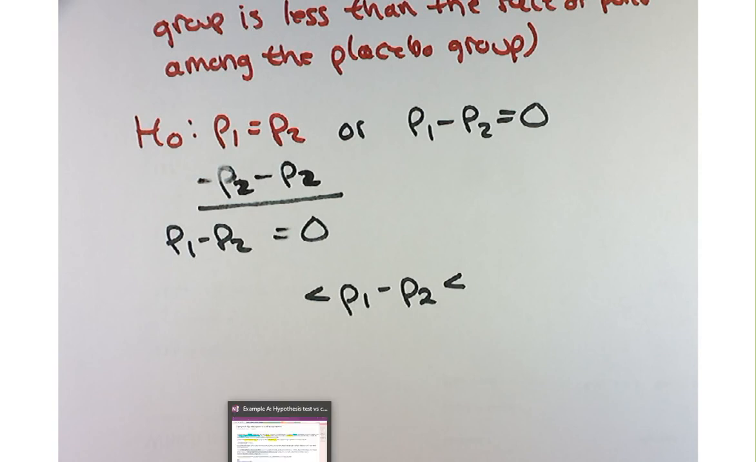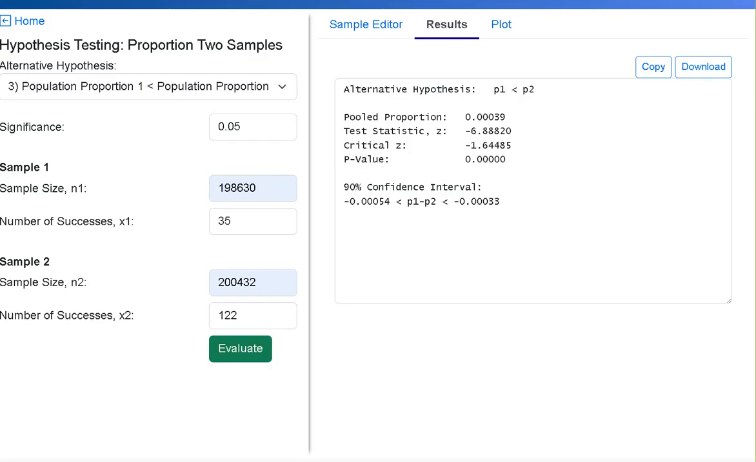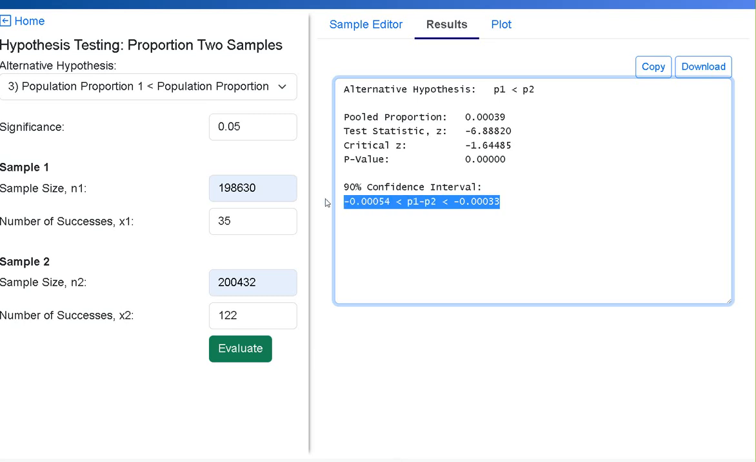So to finish this up, let's take a look at our confidence interval. Here's your confidence interval, and it does not contain the possibility of equality. So it's negative 0.00054 or negative 0.00033.